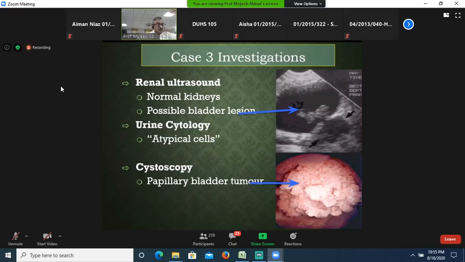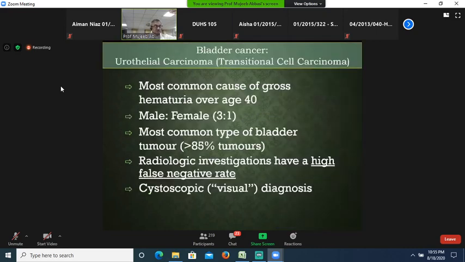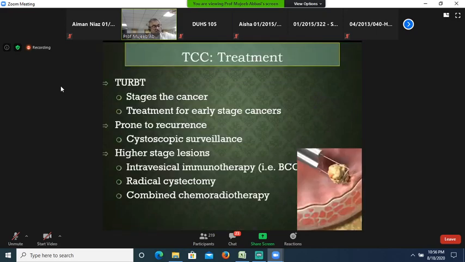It is the most common cause of gross hematuria over the age of 40 years, male-female ratio is 3 to 1. Most common is bladder tumor, 85%. Radiological investigations have false negatives; cystoscope is the visual diagnosis. That's what we said in other earlier cases. Then there is the resection of the tumor, which is called transurethral resection of the bladder tumor, TURBT. It stages the cancer and is the treatment of early stage cancer. It's resection.